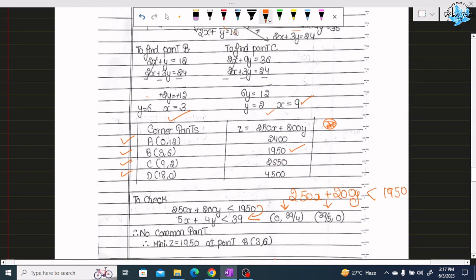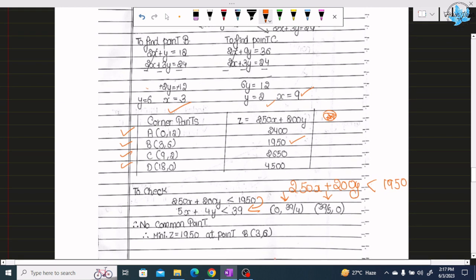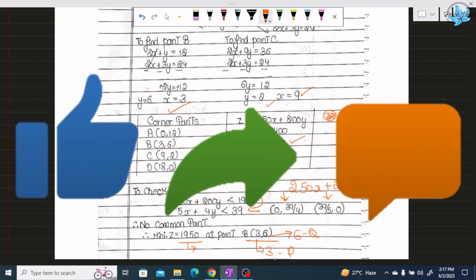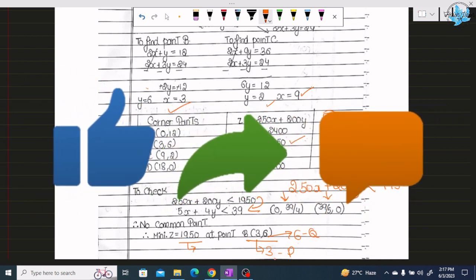So it means you can write that there is no common point. The minimum is 1950 at point B, 3 comma 6. It means the minimum, that is telling what? It is the minimum cost when he mixes 3 quantity of brand P and 6 quantity of brand Q, then he will get the minimum cost of 1950.